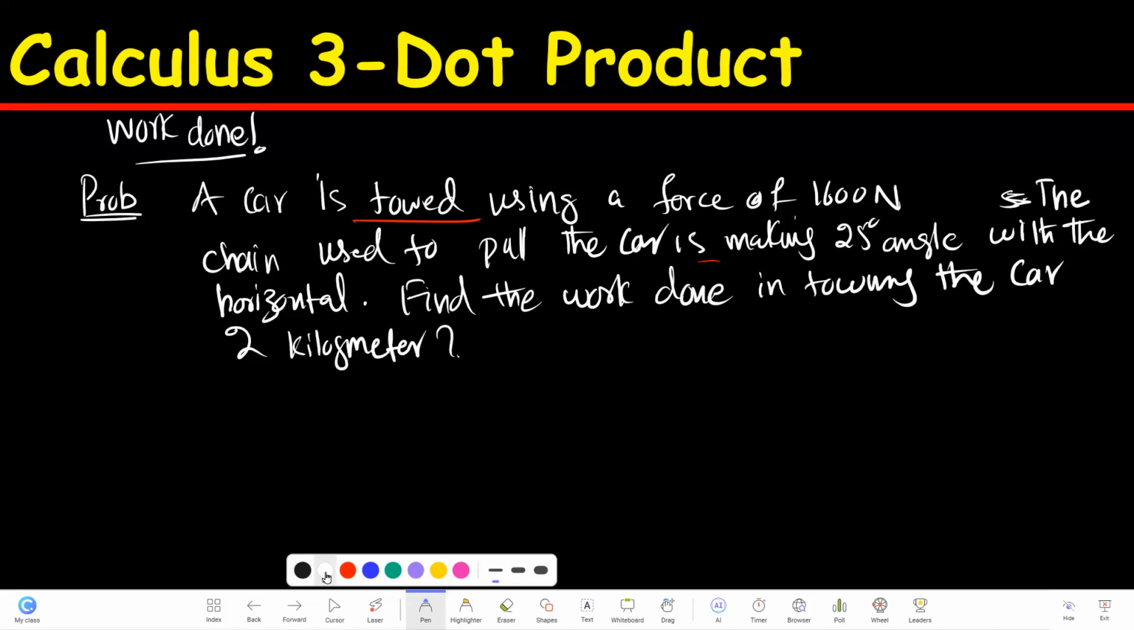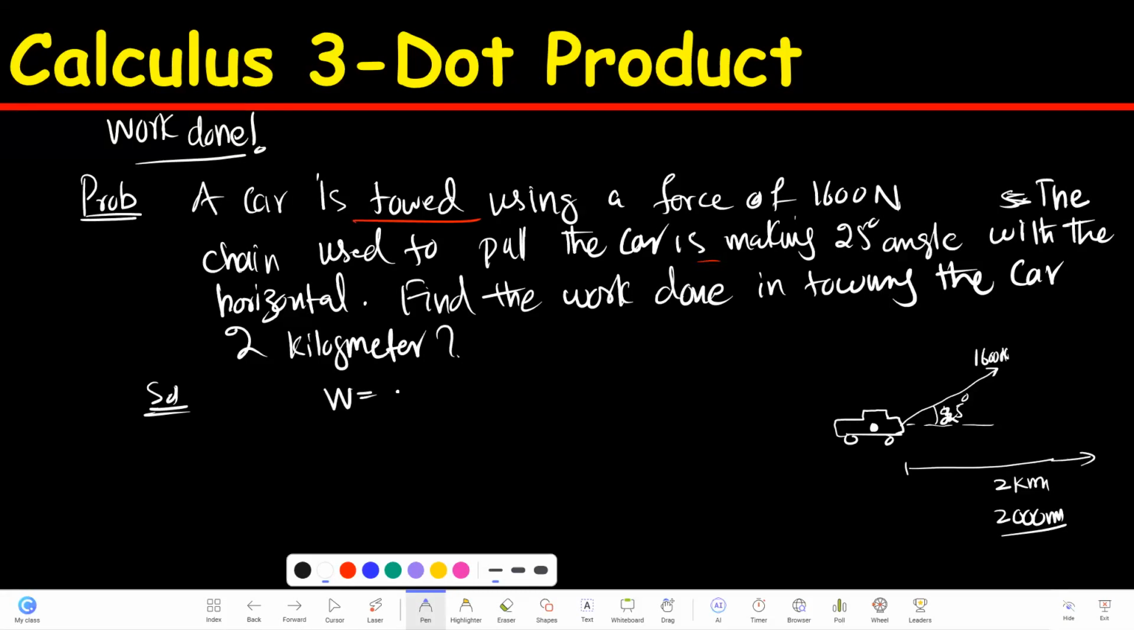We just want to make sure we draw the correct diagram. The chain is pulling the car here with 1600, and this is making a 25 degree angle with the horizontal. How much do you pull the car? You pull it 2 kilometers. We need to convert 2 kilometers into meters, which equals 2000. That's the first thing. So let's apply the formula.